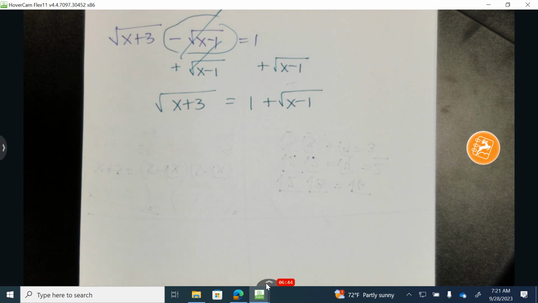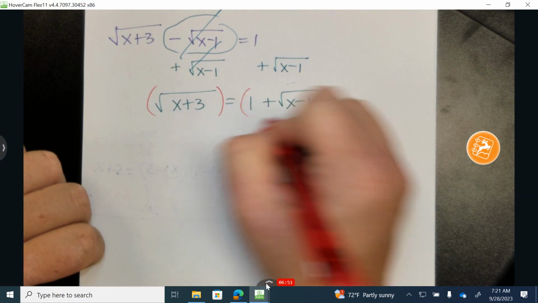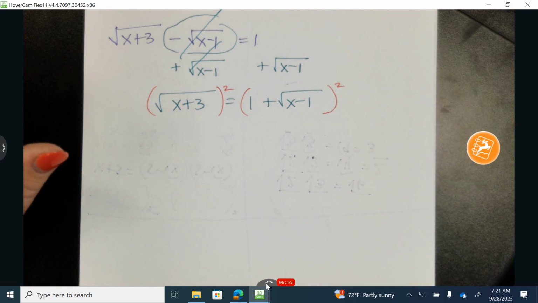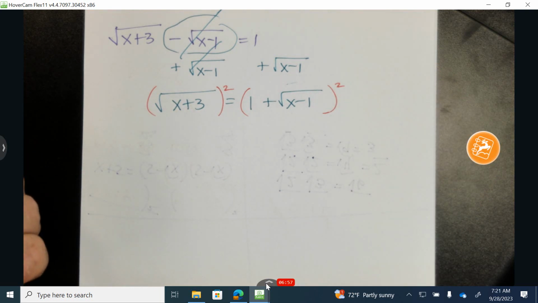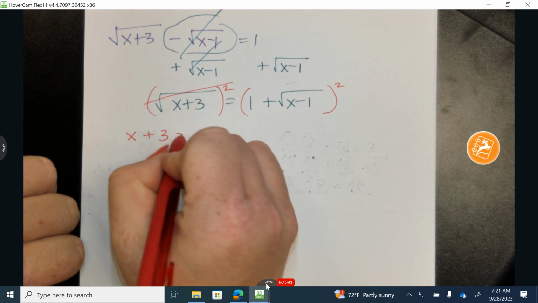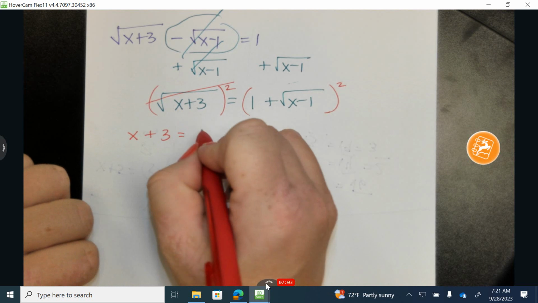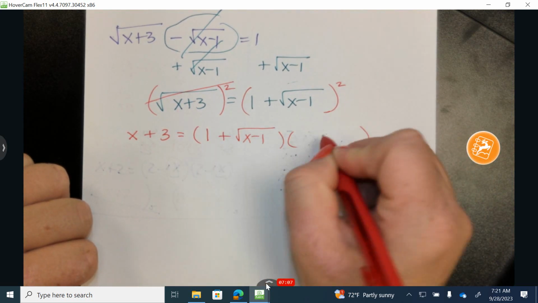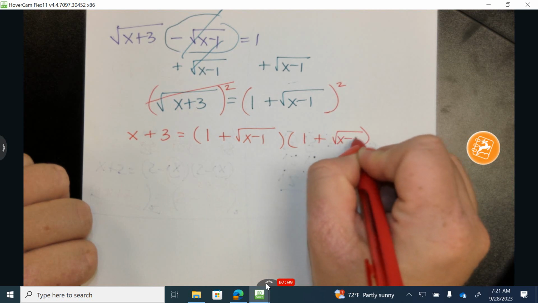This goes back to exactly what we just did in the last problem, but instead of just having an x underneath the square roots, we have a little bit more. So let's square both the left and the right side. On the left-hand side, the square root and the square cancel, and I'm left with x plus 3. On the right-hand side, I have x plus the square root of x minus 1 and x plus the square root of x minus 1.